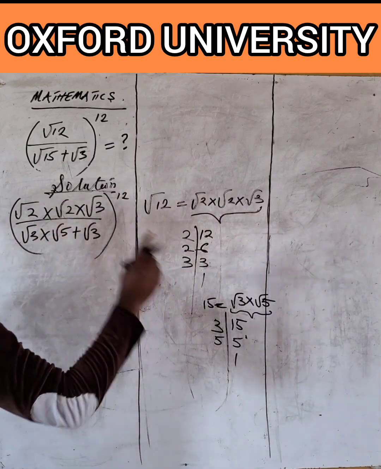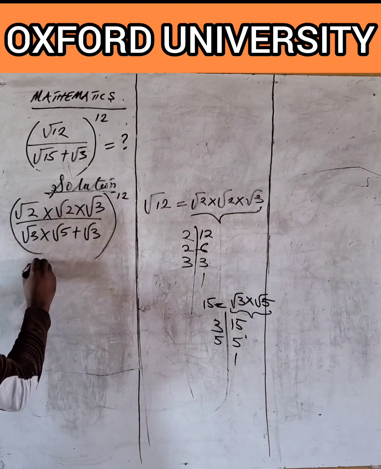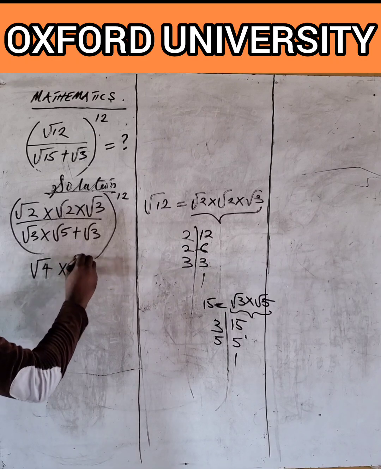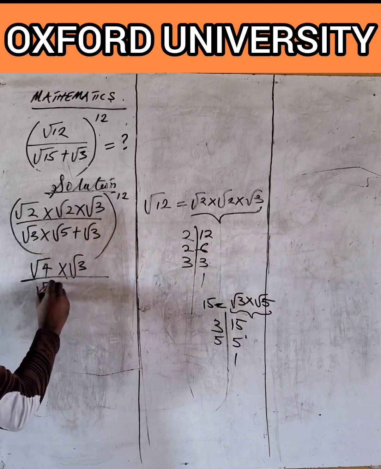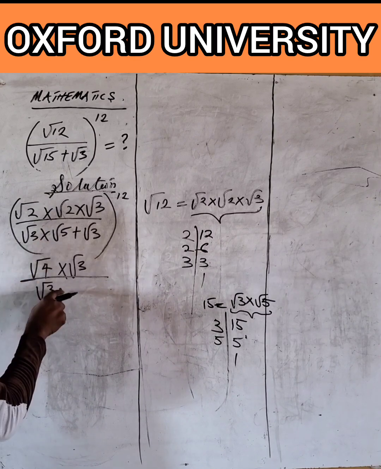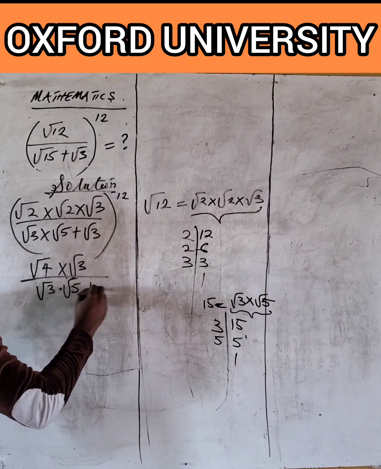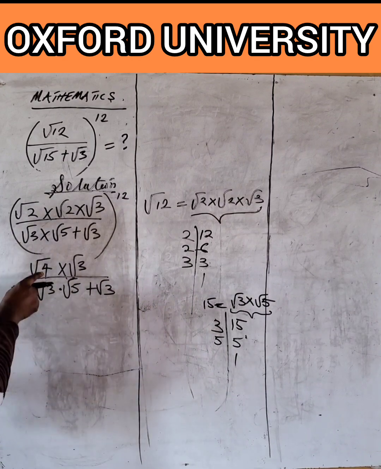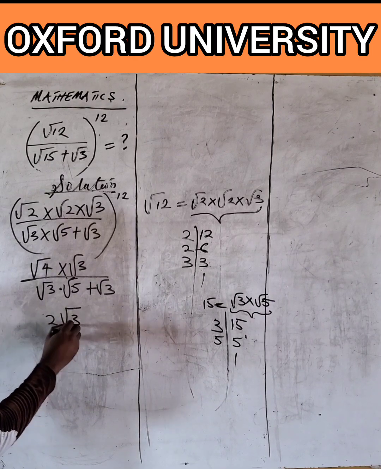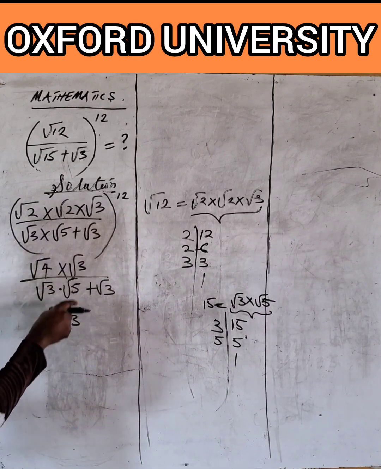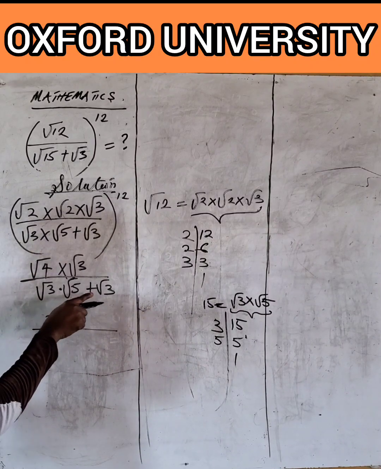Now, if this is true, it then means that root 2 times root 2 is root 4, times root 3, all over root 3 times root 5. We'll be having root 3. Let me use a dot to replace the multiplication sign. So I'll be having something like this plus root 3. Now, what is the square root of 4? The square root of 4 is 2, so we'll be having 2 root 3. The square root of 4 is 2, then we're having now root 3, all over, we have root 3 times root 5 plus root 3.